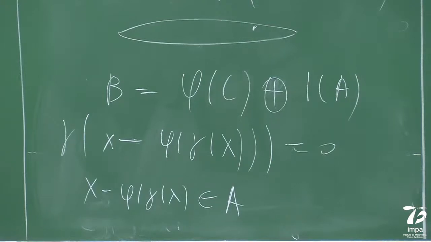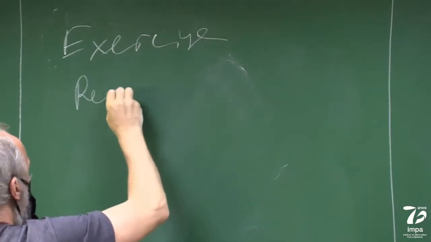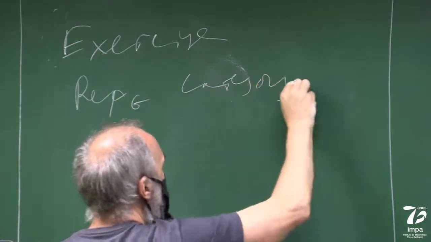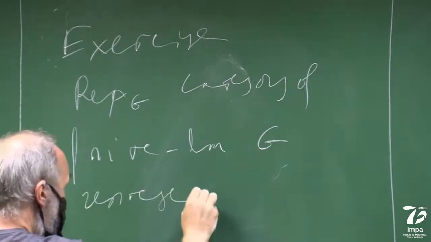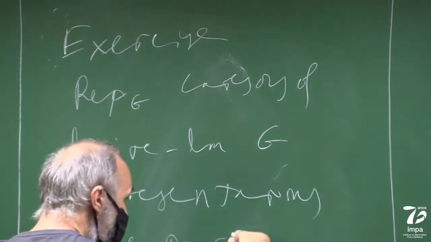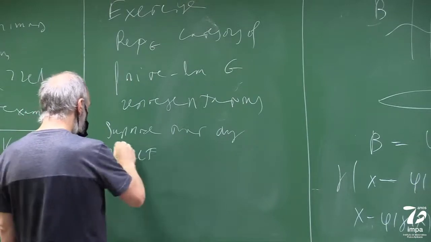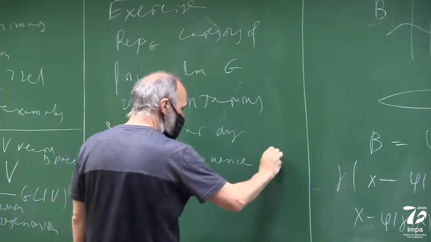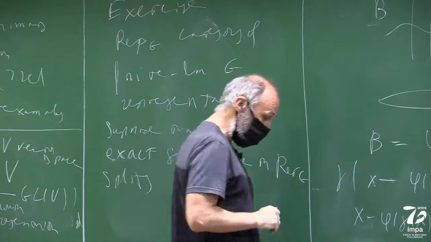So now let's tell something. I told it last time. I will do today a slightly different proof, but this is first, as I said, an exercise. Suppose that Rep G is the category of finite dimensional G representations, and suppose that any short exact sequence in Rep G splits. This is what we'll prove today with respect to finite groups.